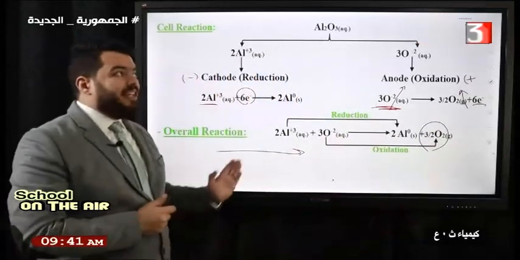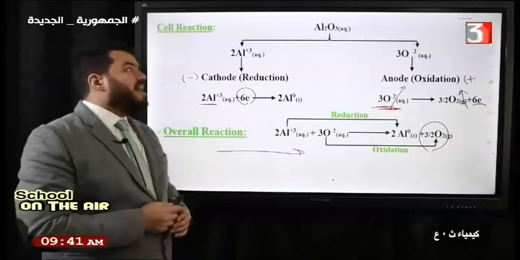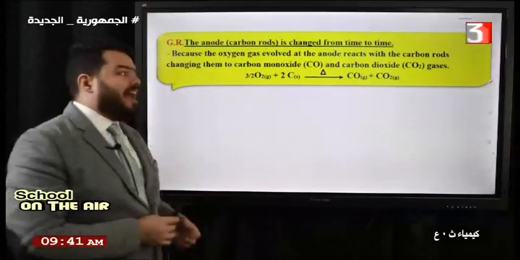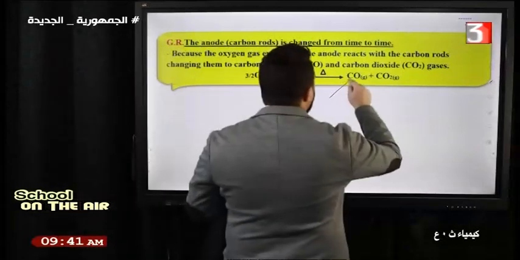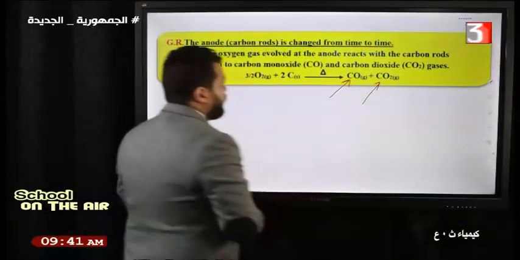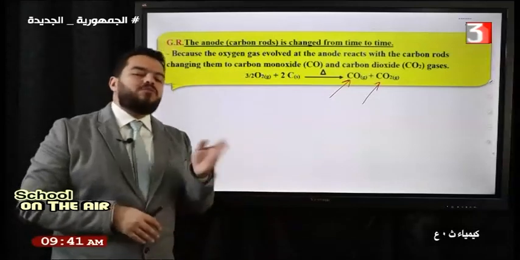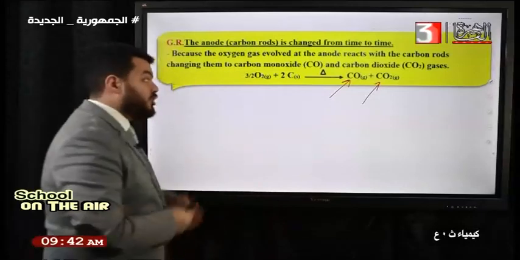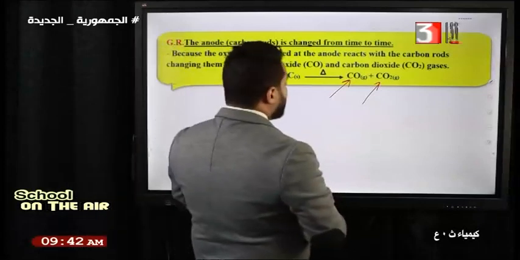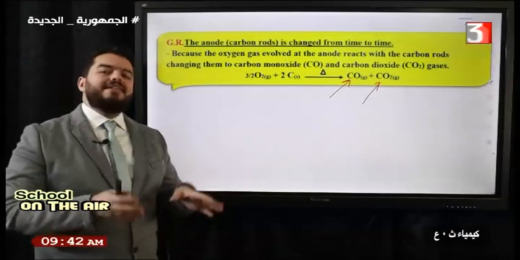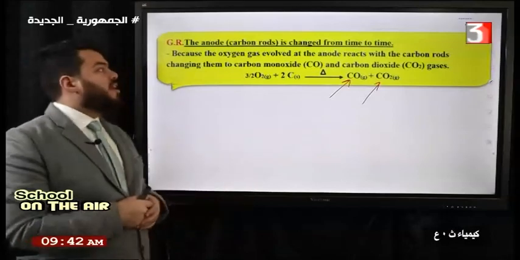But the oxygen, on its way up, will react with carbon in the anode rods and convert it into carbon monoxide and carbon dioxide gas. So the anode rod must be changed from time to time, because it changes from the solid state into the gaseous state, and it will be released, and the anode can be used up at any time.